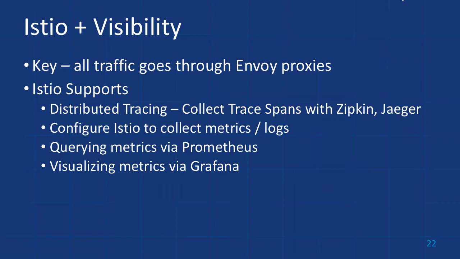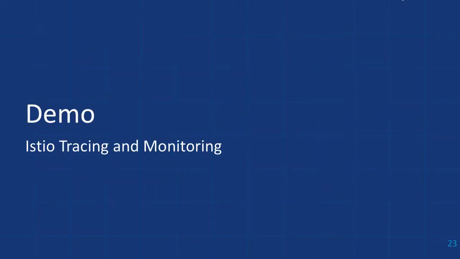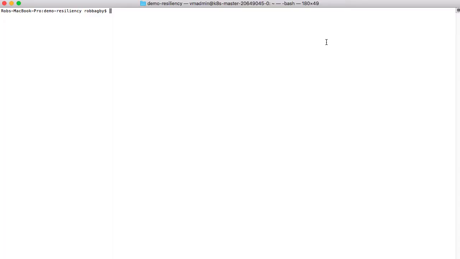The other really nice thing is Istio creates a really nice dashboard for you when you install it. So let's take a look and see what we get out of the box from a tracing and monitoring perspective. The last thing I want to do is show you some of the other tools that got installed when we installed Istio, including Prometheus, Grafana, as well as Zipkin.